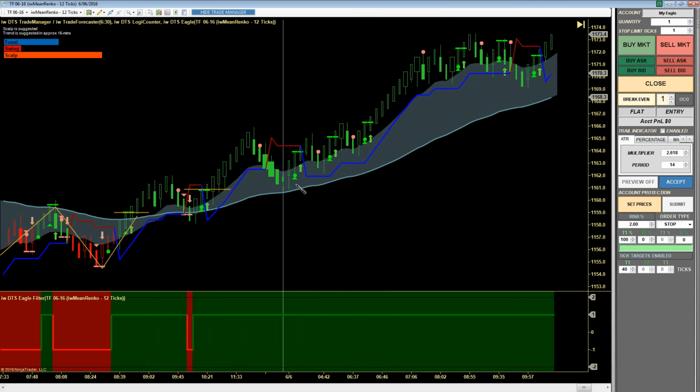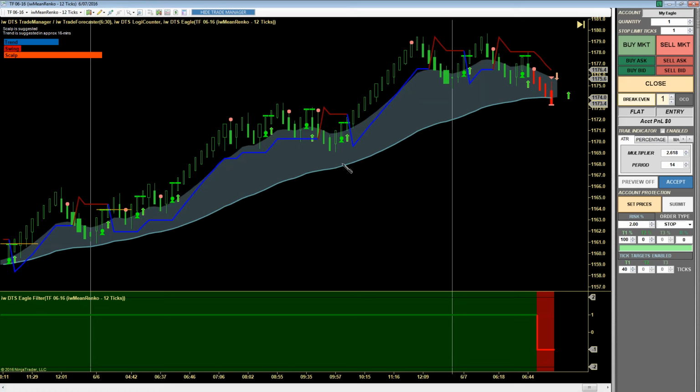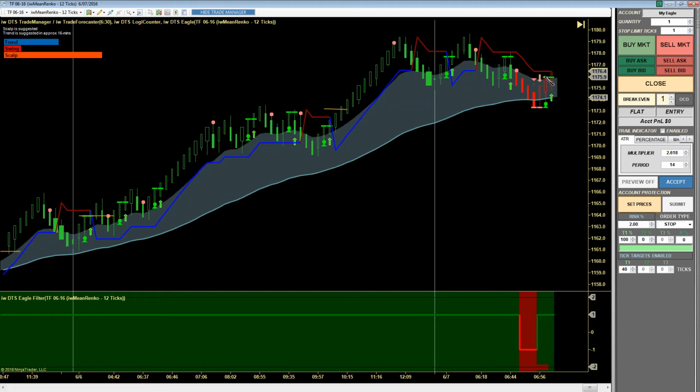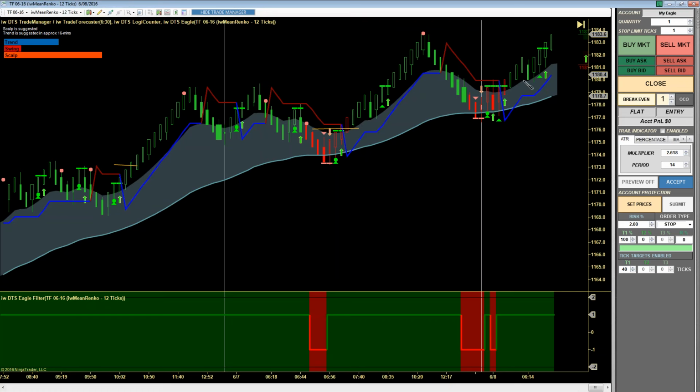Had a hard edge bounce signal right here. This was close enough that I would consider it a hard edge bounce, especially once the ATR turned over. So I would look to buy it there. And then we come back with a red bar buy signal. So a lot of nice signals in the Russell on the Eagle.